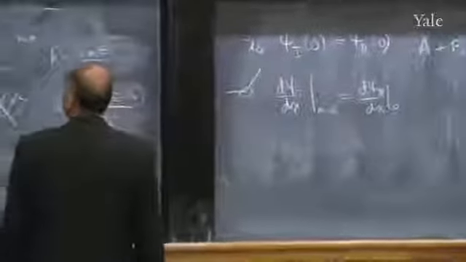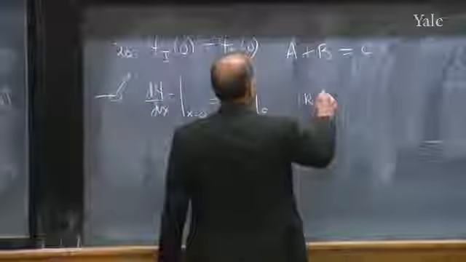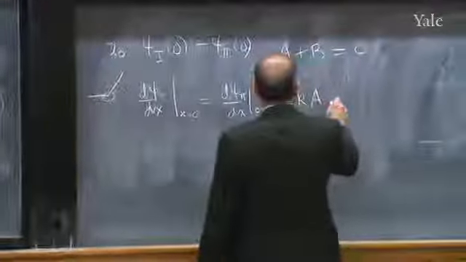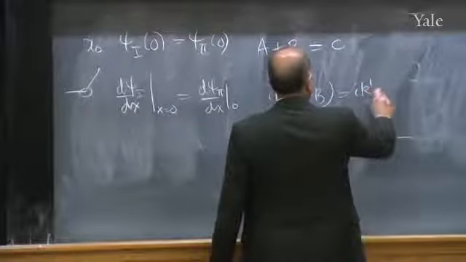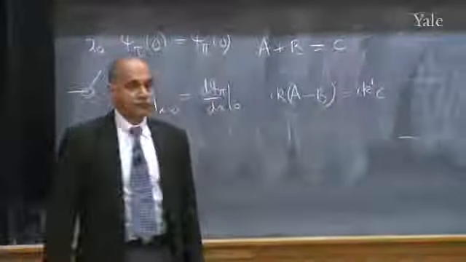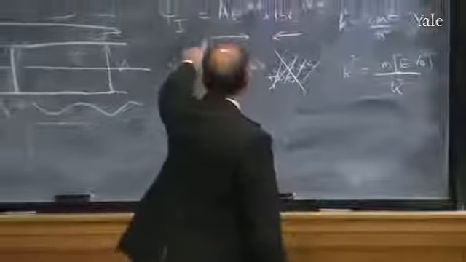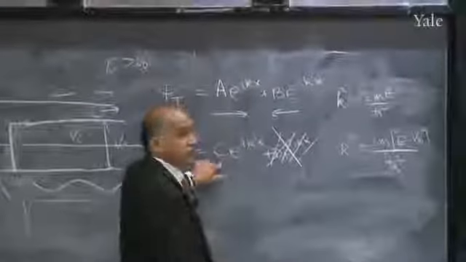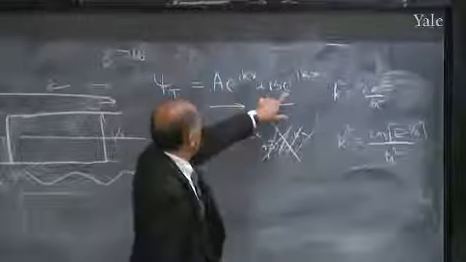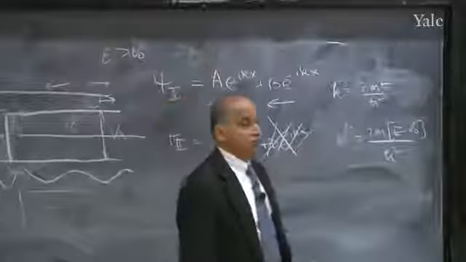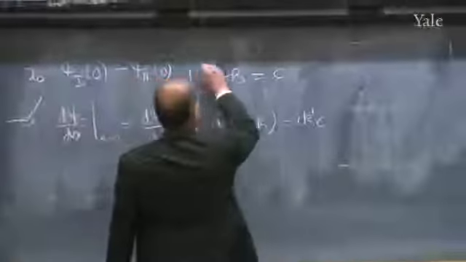What does that give me? Well, take the derivatives and equate them at x equals 0. You will find ik times (A minus B) is equal to ik prime times C. The derivative brings down ik for this and minus ik for that, and you put them together. So these are the two conditions.